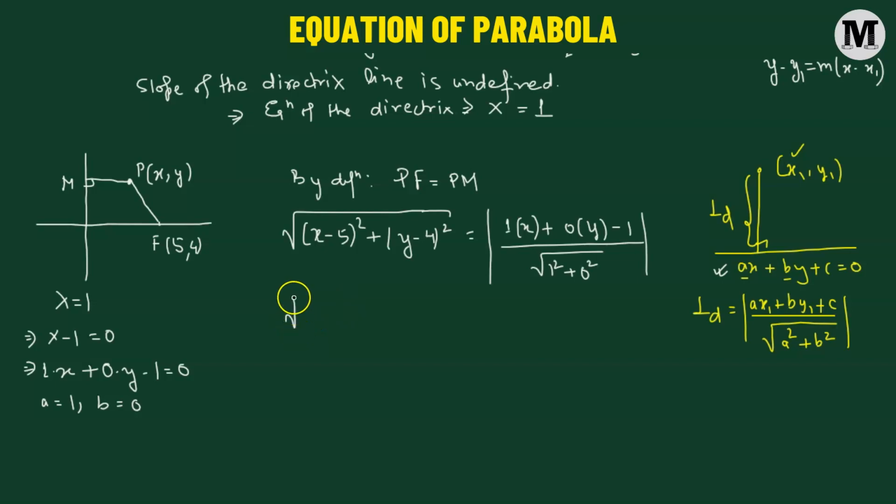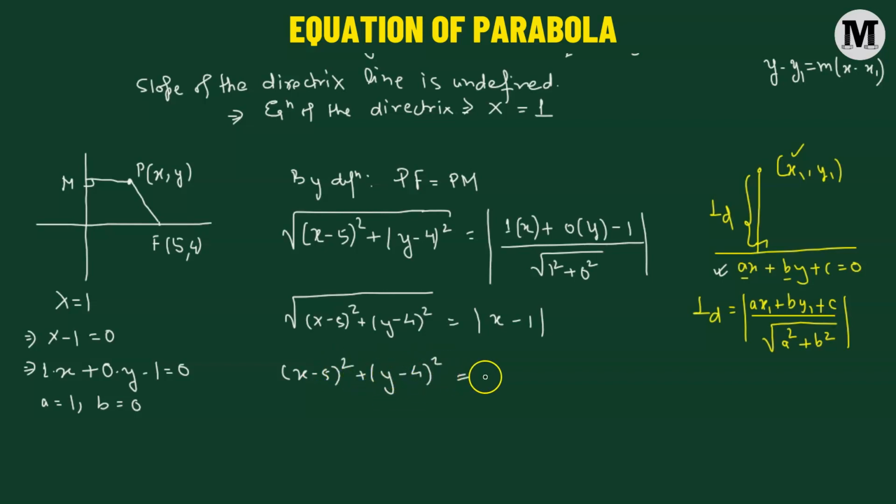Fine. So we get the square root of x minus 5 whole squared plus y minus 4 whole squared equals the absolute value of x minus 1. Here we can square both sides to get x minus 5 whole squared plus y minus 4 whole squared equals x minus 1 whole squared. Let's expand x minus 5 whole squared: we get x squared minus 10x plus 25. Expanding y minus 4 whole squared, we get y squared minus 8y plus 16. This will be equal to x squared minus 2x plus 1.